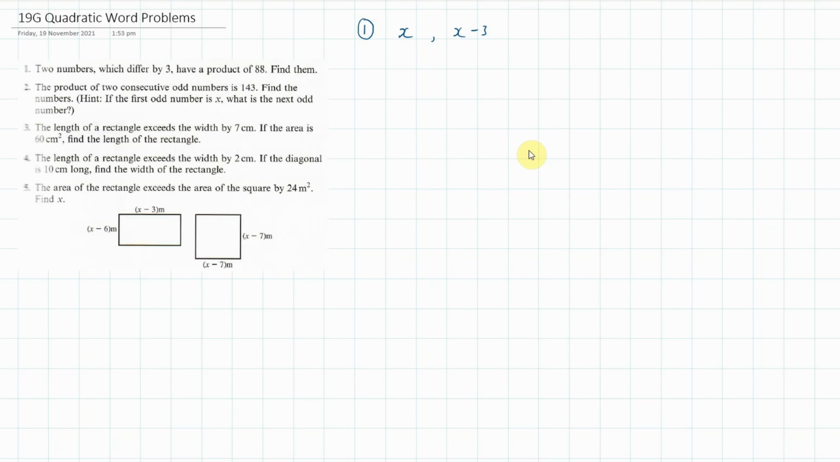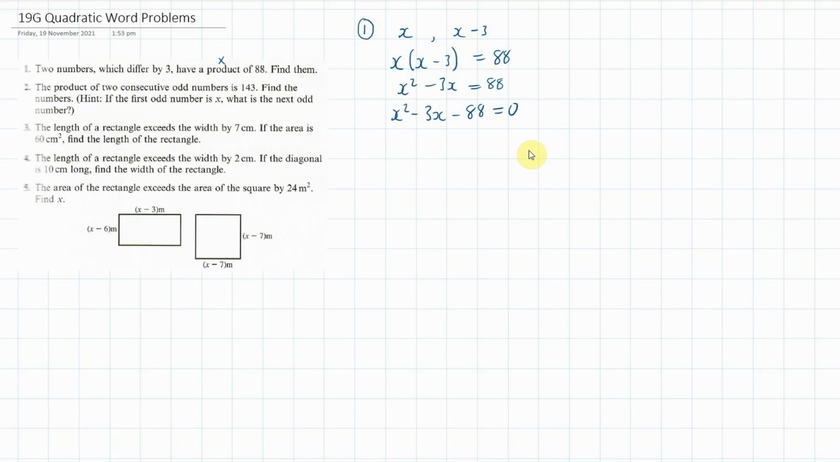And they differ by 3, and they have a product of 88. A product, that means times, doesn't it? So we're going to go x times x minus 3 equals 88. And then that gives us x squared minus 3x equals 88. Oops, I shouldn't have that first equal sign there. And then I'm going to bring that 88 across to this side so that I'm left with 0.